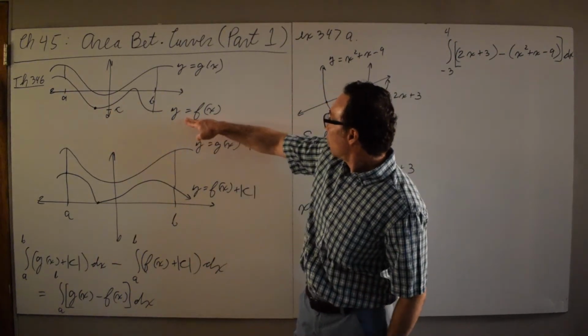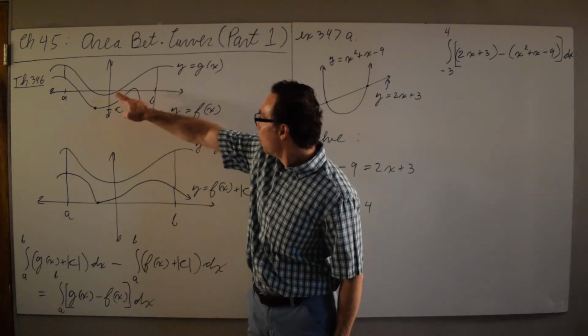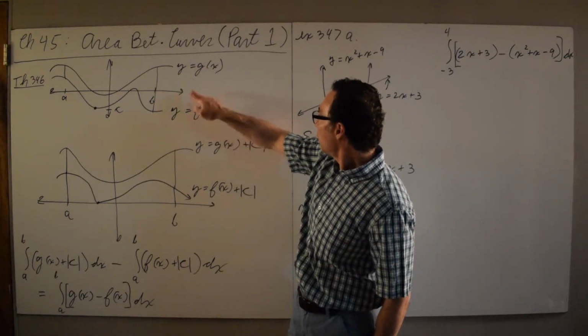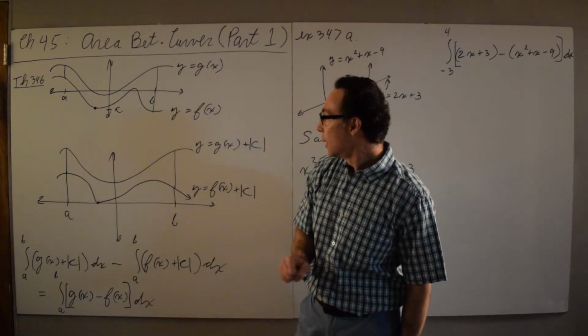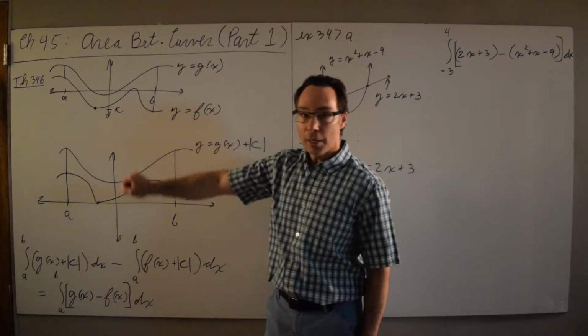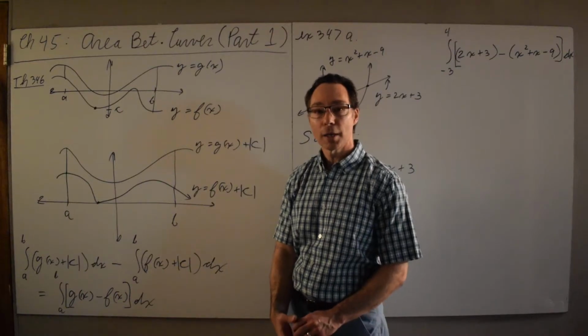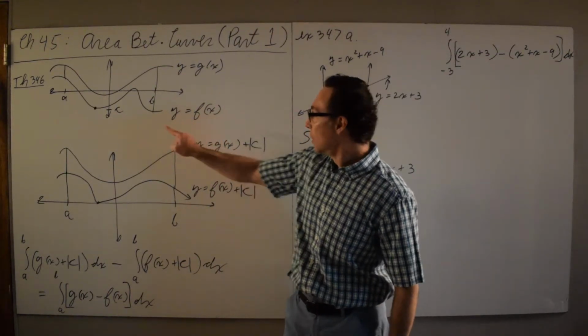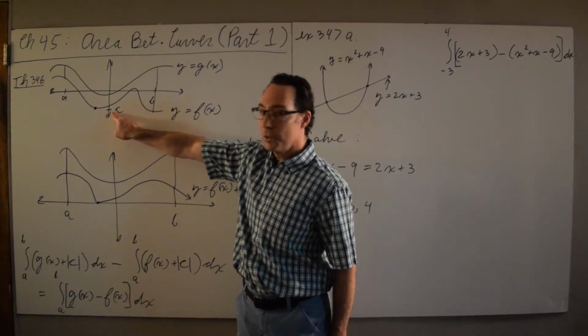So here, our functions are not necessarily above the x-axis. So we have y is equal to f of x, y is equal to g of x. We know that a continuous function on a closed interval has a maximum and a minimum. That means f has a minimum. We're going to call f's minimum c.